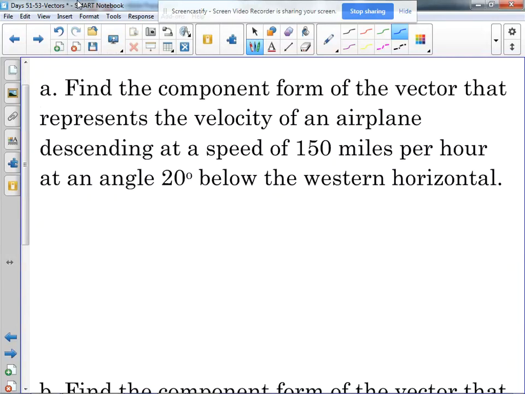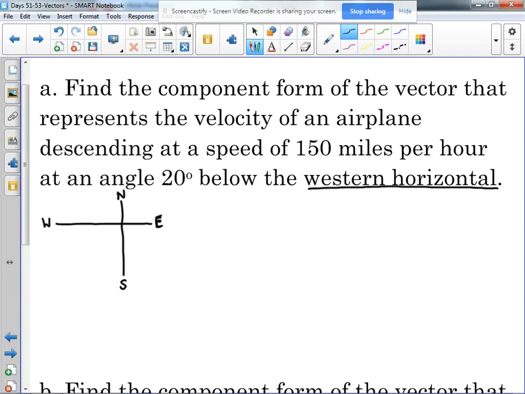Western horizontal. So a whole bunch of words right there. We need a picture. The key word here they give us is western horizontal. So let's just draw really quickly. We've got north, south, east, west. If you don't know your directions, you need to learn them, because the next section that we're doing here is very, very heavy on them.